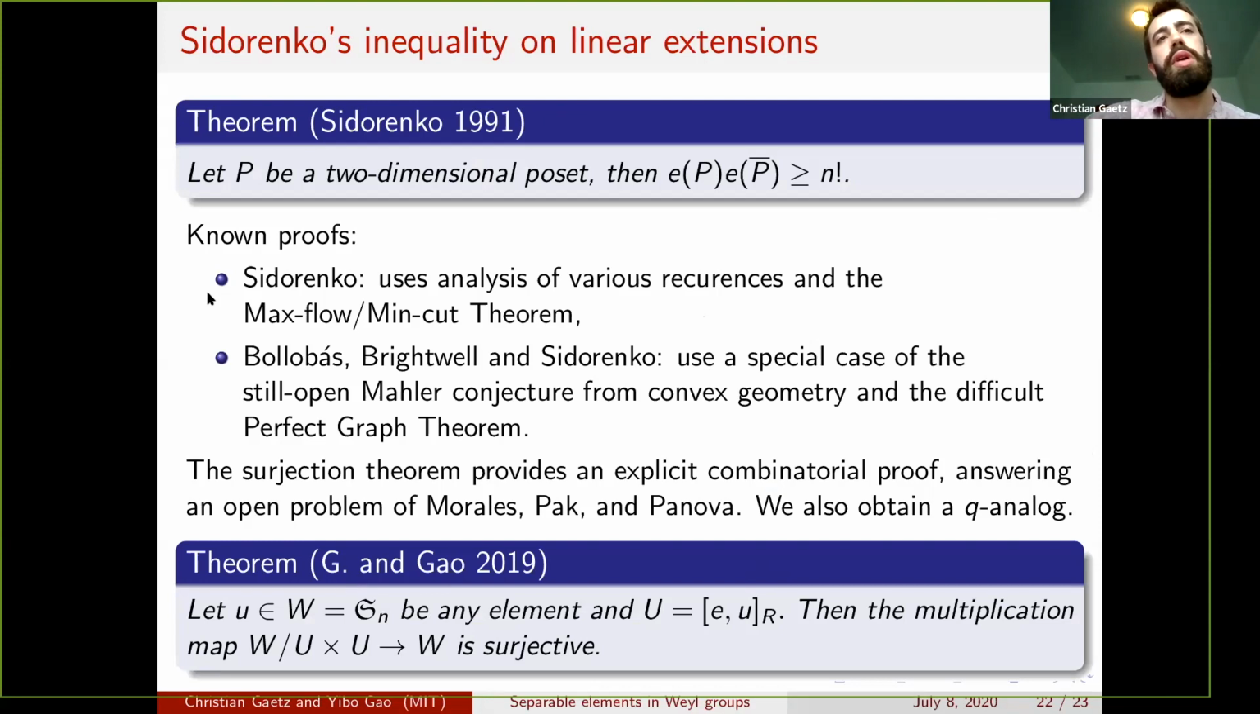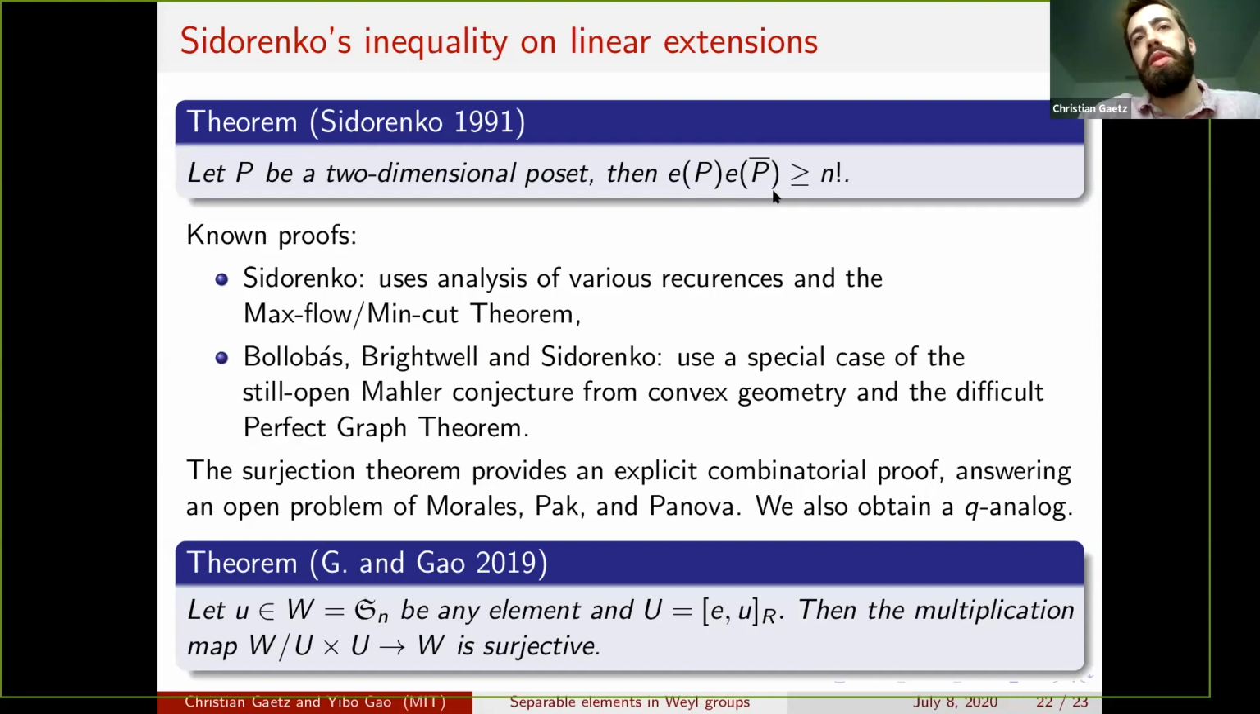The original proof of Sidorenko uses a max cut min flow sort of argument. It's not very combinatorial. There's a proof of Bollobás, Weyl, and Sidorenko that uses some convex geometry. They use the perfect graph theorem. They use a special case of the Mahler conjecture. So also fairly heavy-duty theorems that don't give us a very explicit understanding of this inequality. So this led Morales, Pak, and Panova to ask for an explicit combinatorial proof of this.